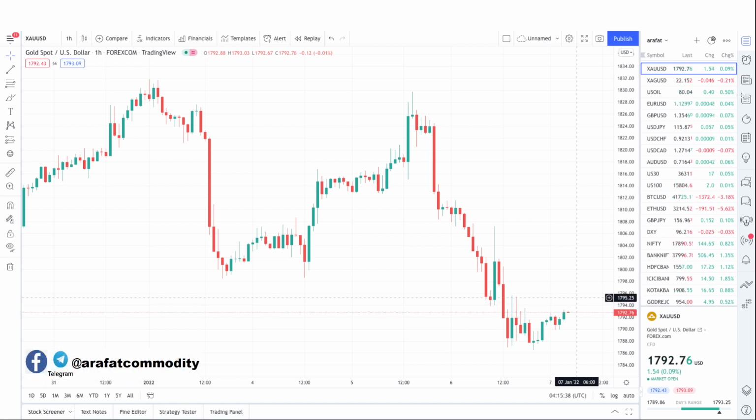Today we have major data. Around 7 p.m. today we have the unemployment rate, non-farm payroll change, and average hourly earnings from the US. So keep an eye on the data.